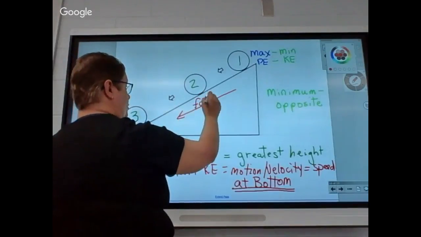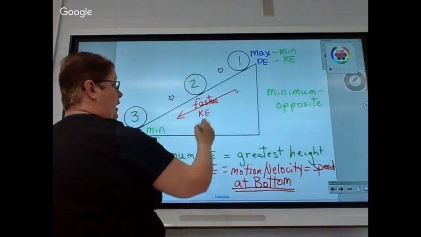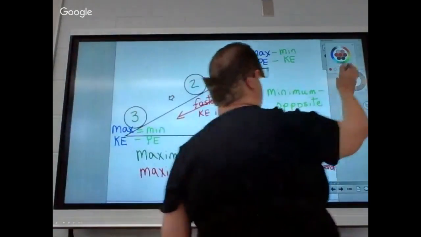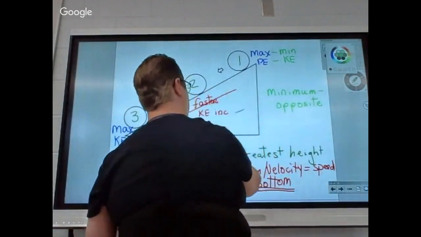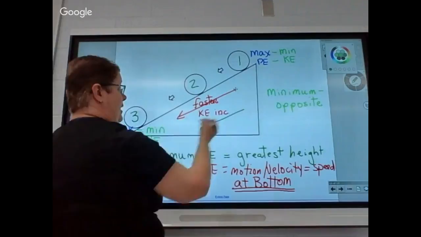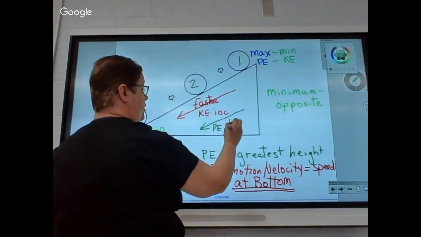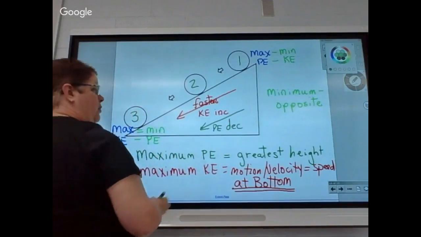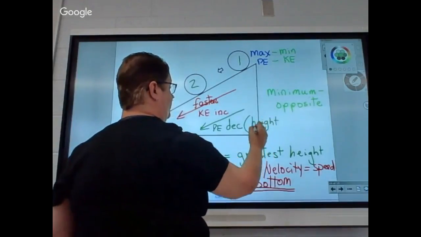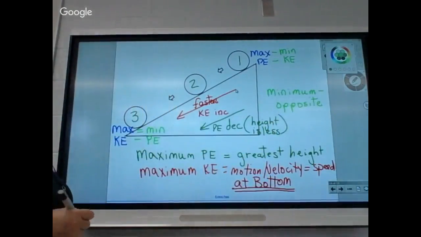Since it goes faster, kinetic energy does what? Kinetic energy increases. Now, since the ball is going down the hill, what can you tell me about the height? It's going down the hill, right? So potential energy will decrease because the height goes down. As the height is less, potential energy decreases.